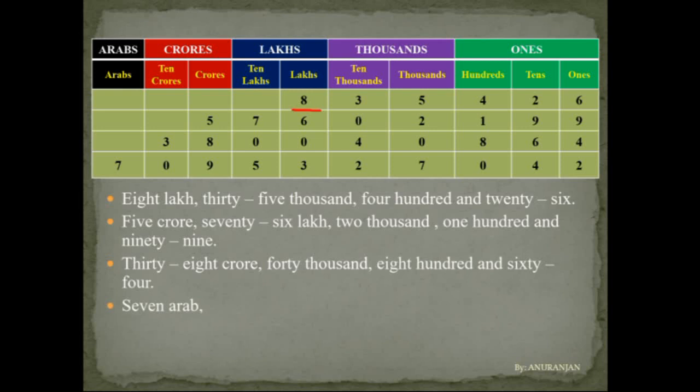Then in the 10 crores and the crores we have 0 and 9, so 0 and 9 means 9, so we can say 9 crore. Then in the lakhs place we have 5 and 3, 53, so we can say 53 lakh. Then we have 2 7, 27,000. And then in the hundreds place we don't have anything, so we'll leave the hundreds place and we'll go on to the tens and ones, that is 42. Is it clear?